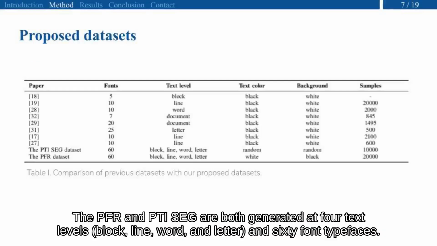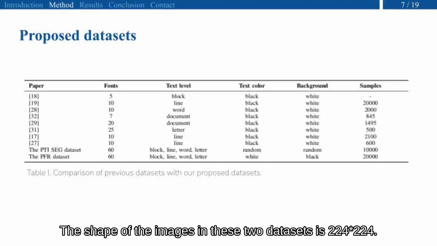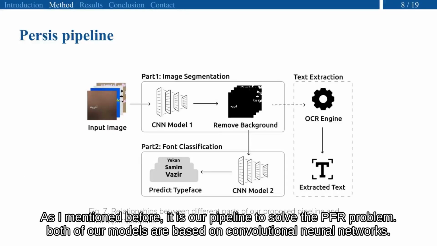The PFR and PTI-SEG are both generated at 4 text levels: block, line, word, and letter, and 60 font typefaces. The shape of the image in these two datasets is 224 by 224. As I mentioned before, this is our pipeline to solve the PFR problem. Both of our models are based on convolutional neural networks.